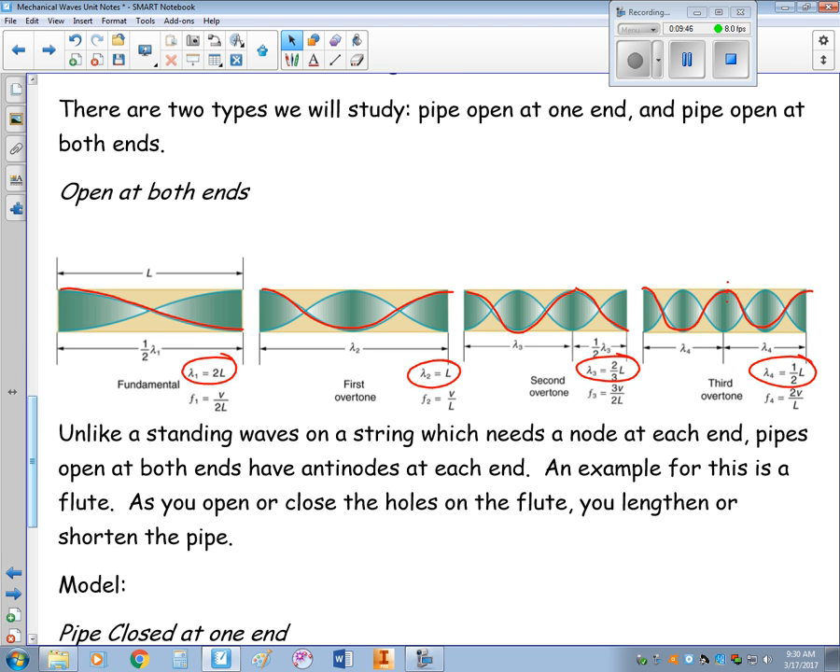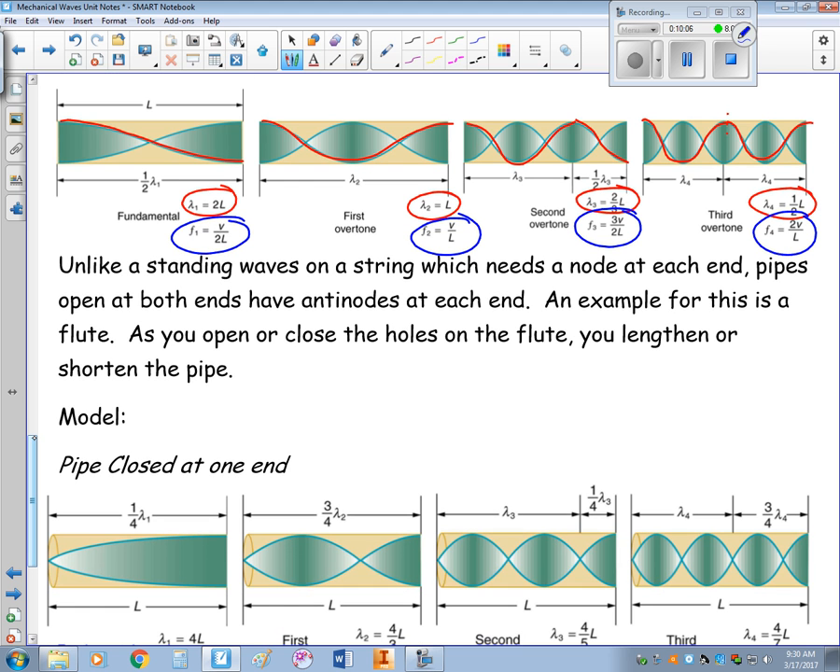So when I go to calculate the frequencies, the fundamental, and once again notice I can put all of those over 2L, and I get 1V over 2L, 2V over 2L, 3V over 2L, 4V over 2L. So the math is actually identical. So for standing waves in a pipe open at both ends, I get the same exact mathematical model.